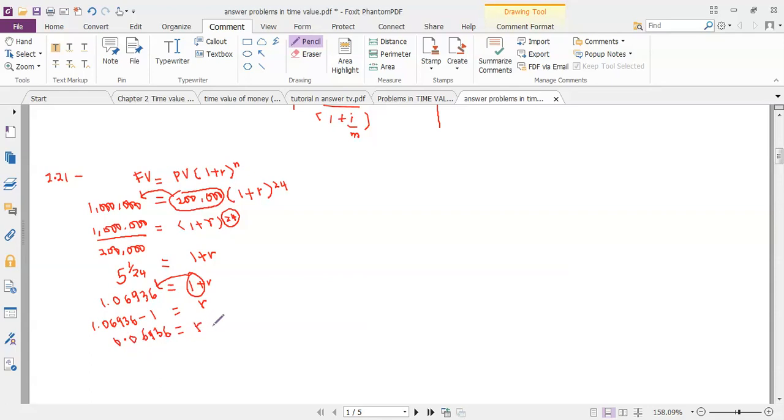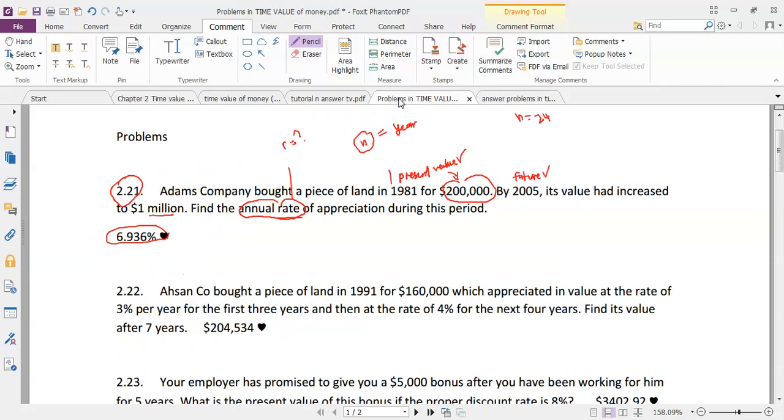So 0.06936 is the R. We need the answer in percentage, so you convert into percent. You must times with 100. So the R will have the answer 6.936%. That is the correct answer for problem number 1. So we get the same answer, 6.936.